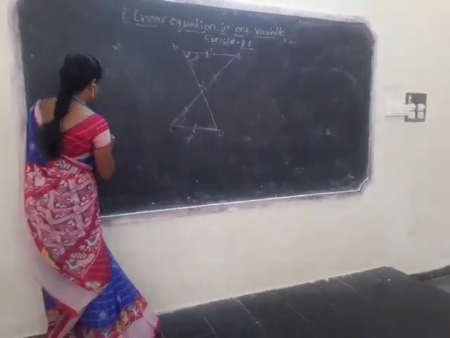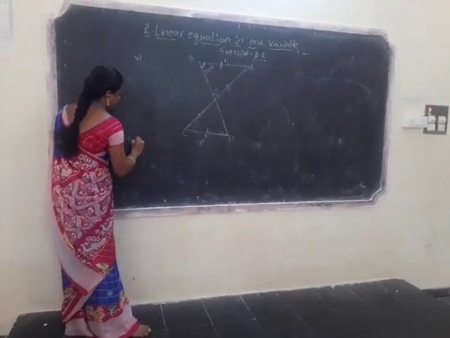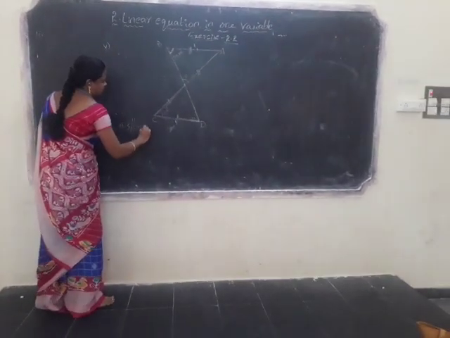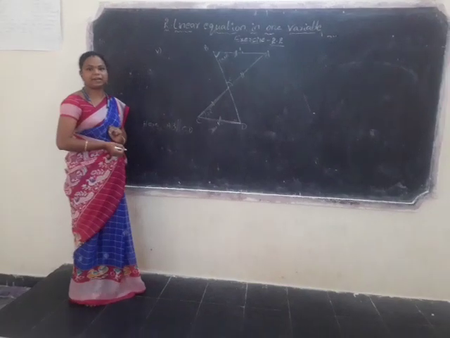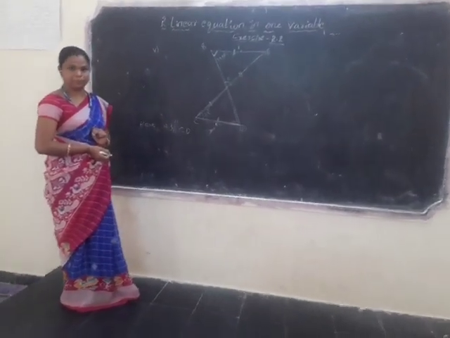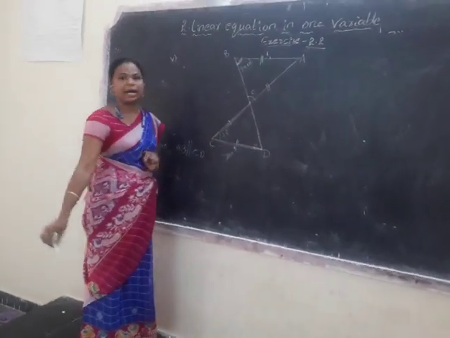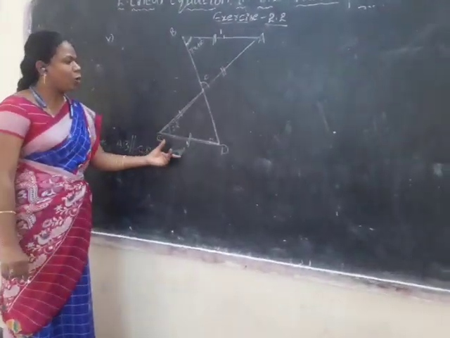AB and CD are parallel in the given problem. Okay students, AB and CD are parallel ones. Look at this figure.